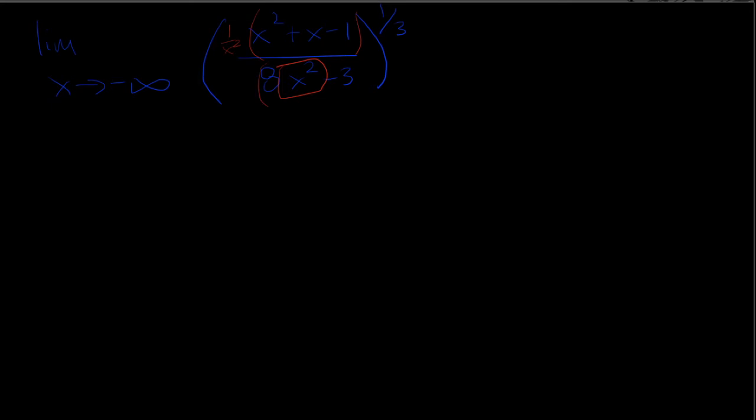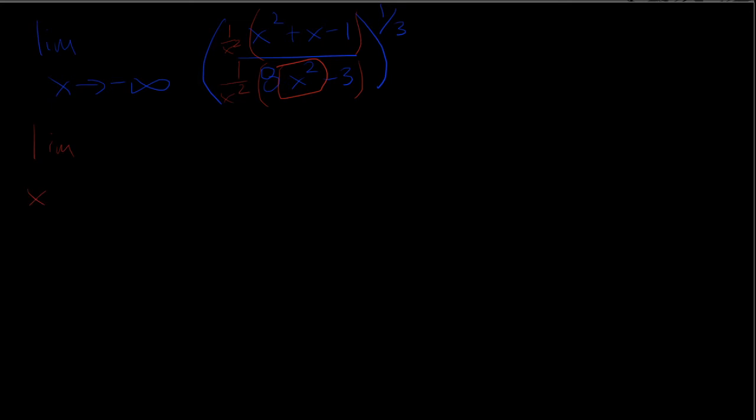Let's say we have the limit as x approaches negative infinity. Now this will be under a cube root. We'll have x squared plus x minus 1 over 8x squared minus 3, and that'll be the cube root of that. I'm going to find the greatest degree of the denominator, and that'll be the x squared. So I'm going to multiply top and bottom by 1 over x squared.